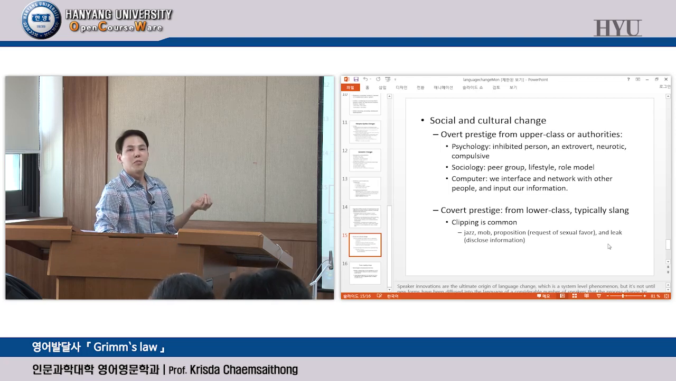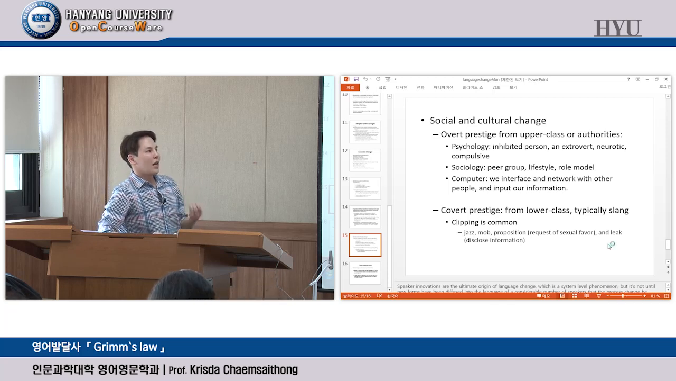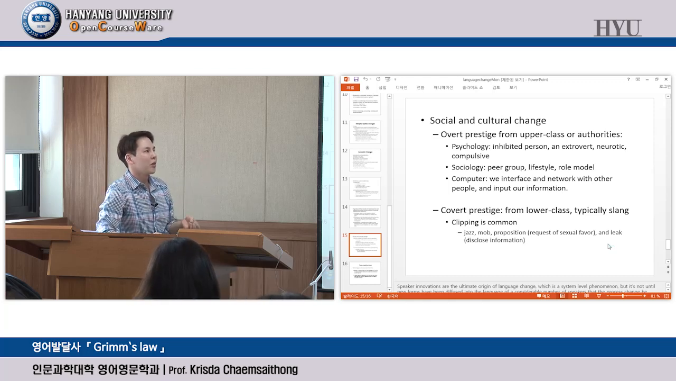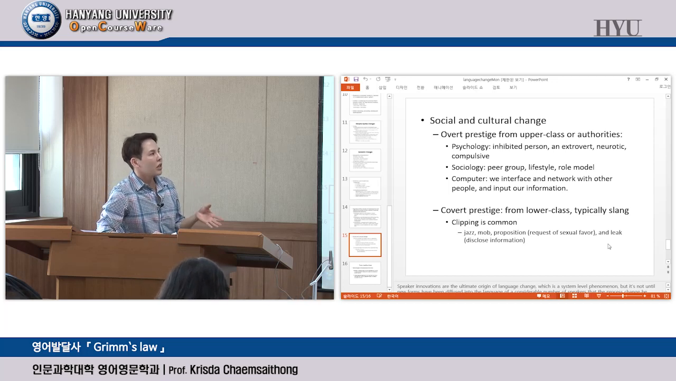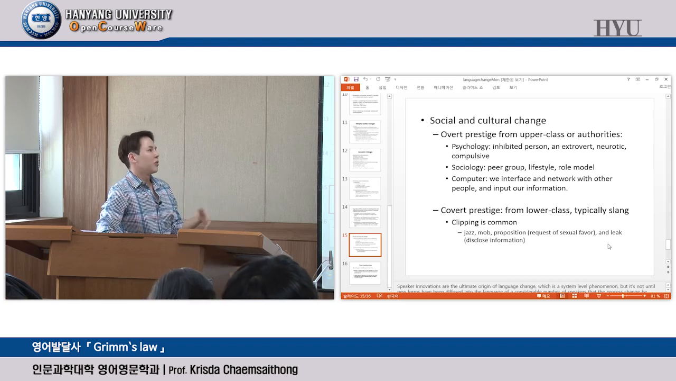So it's overt prestige, because when you use these words, you borrow the prestige, you get the prestige from these words, right? So you sound like you are educated, you sound like the people who use them. Extrovert, people who are outgoing. Neurotic, compulsive, and so on, right? Sociology, we have peer group, lifestyle, role model. So peer group, instead of saying your friends, you say, this is my peer group.